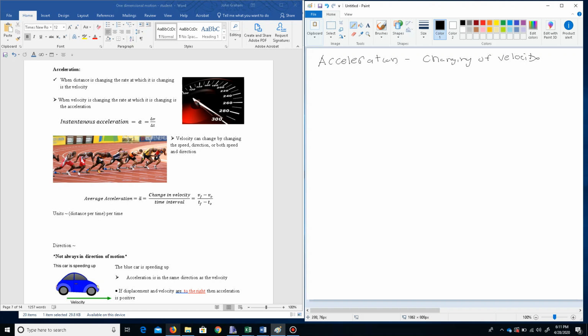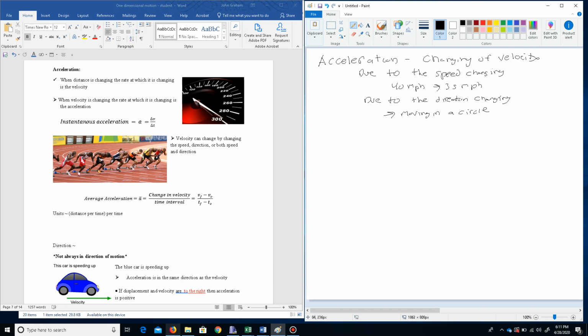And it could be due to the speed changing, which is the common way we would think of it, so going from 40 miles per hour, let's say, down to 35 miles per hour. And it could also be due to the direction changing, so for example, moving in a circle. And it could be due to both of these, which can easily happen as well.